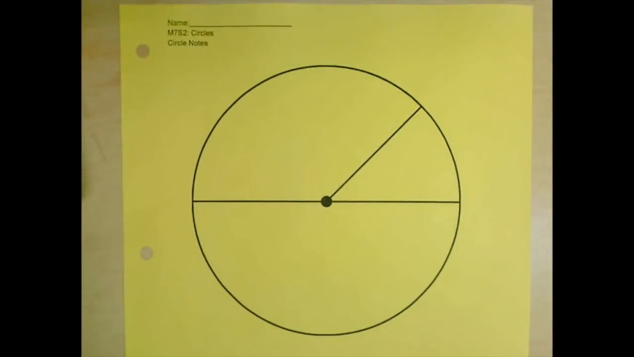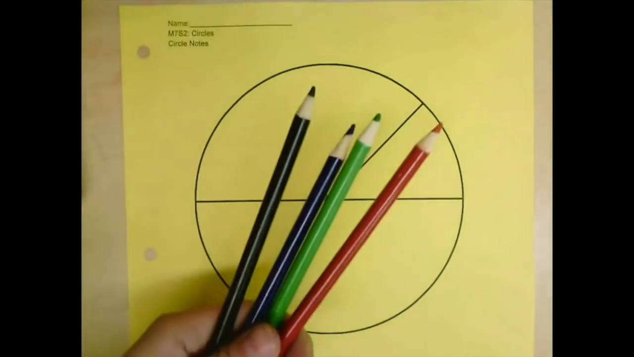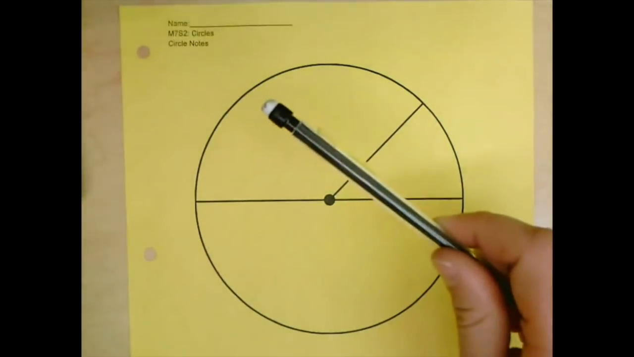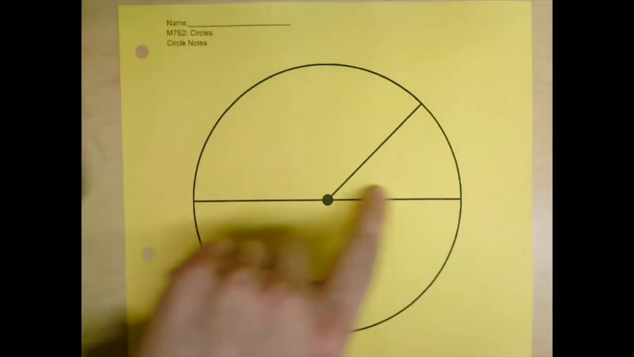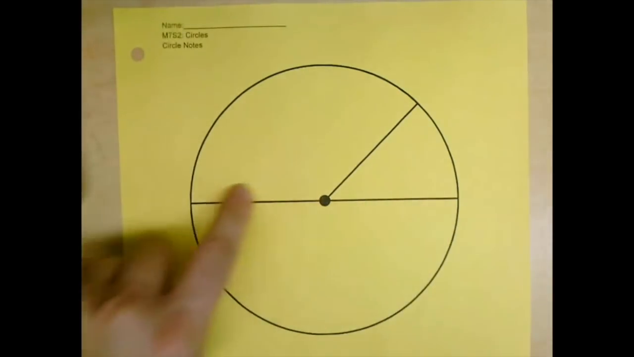Let's go. Our notes for today are going to be pretty simple. All you need is one of the yellow note sheets, 4 colored pencils, and a pencil to write with. To start off, we're going to start by labeling the parts of our circle. The first part we're going to label is the diameter. So you need to color your diameter and label it.